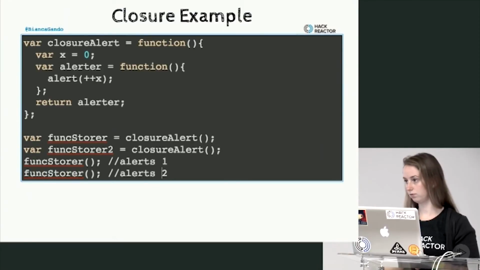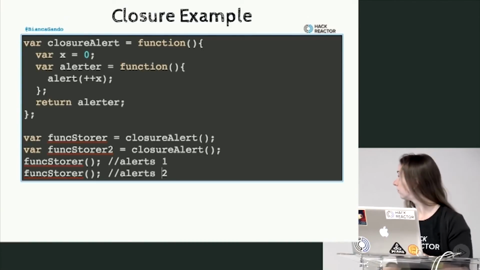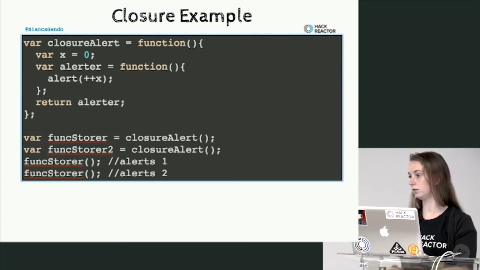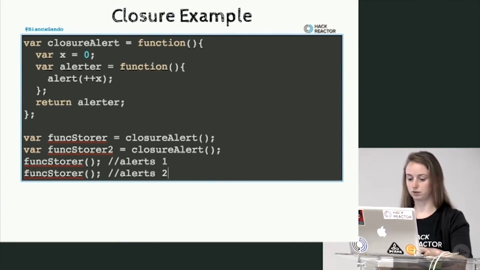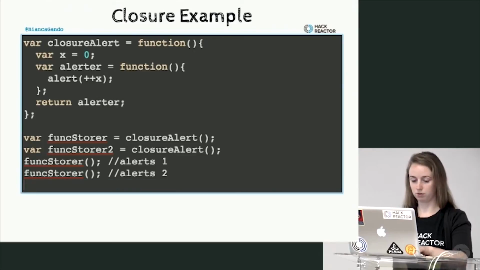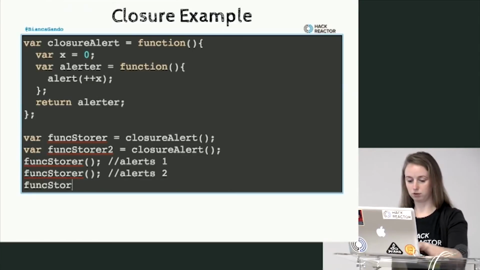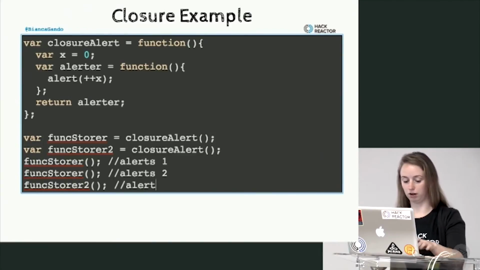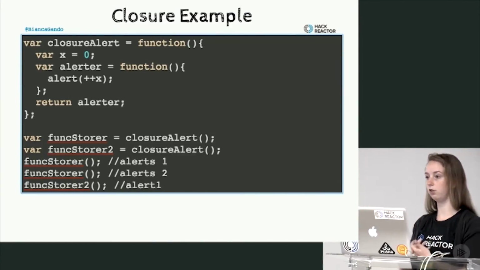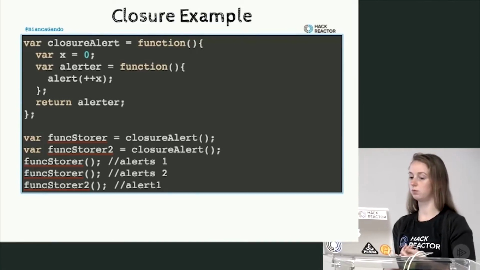The difference would be if, on the console, we just invoke closureAlert twice, you just get 1 every time, because if you're not storing it, you get a new copy of the alerter function as the return value. So if we did funcStore2, that's still going to alert 1, because every time we call a function, it creates a brand new scope.